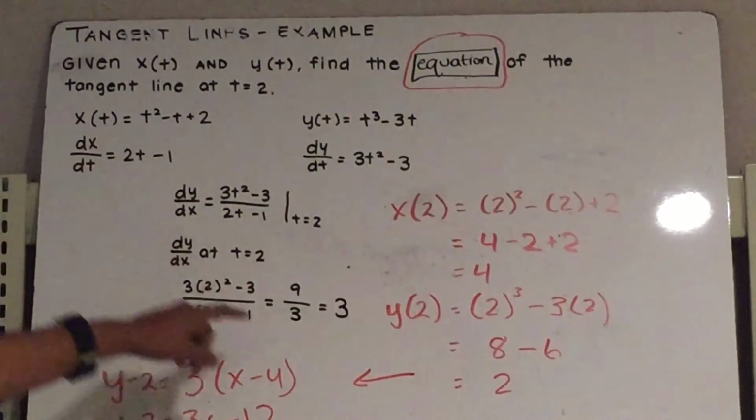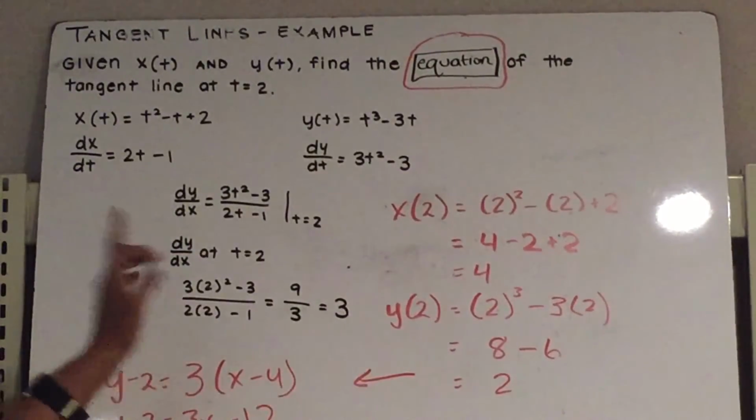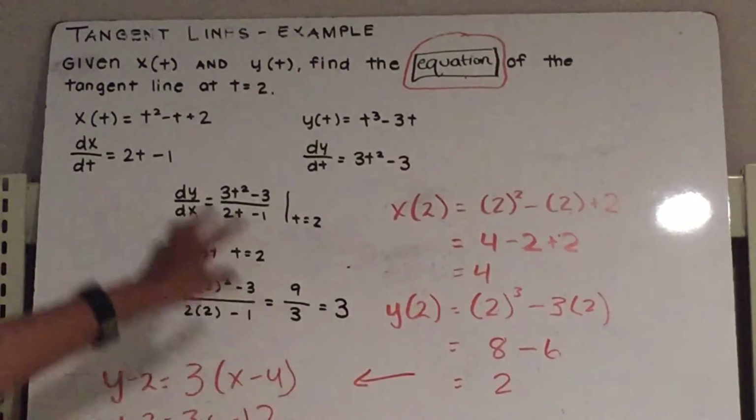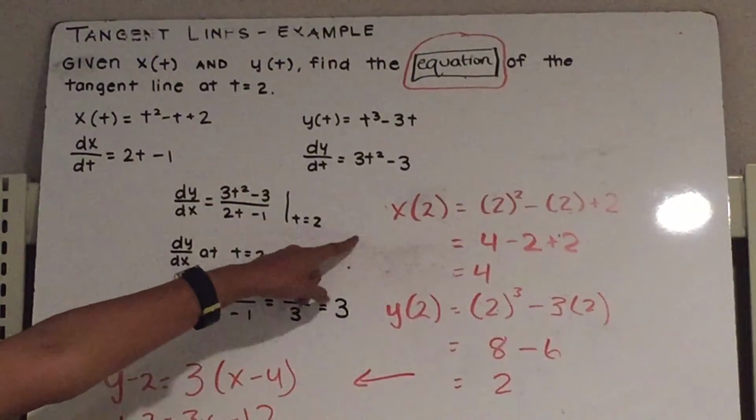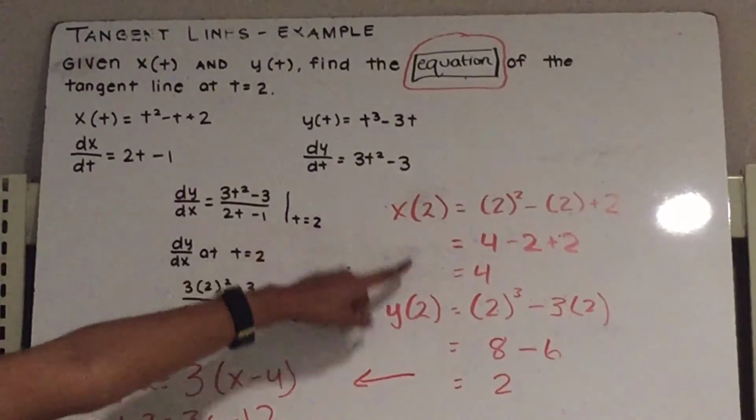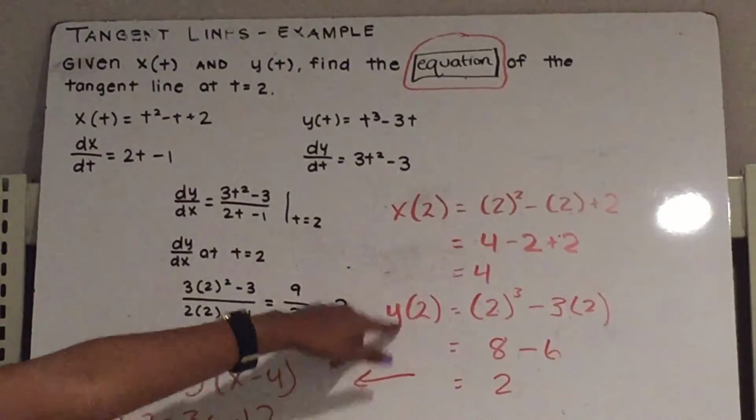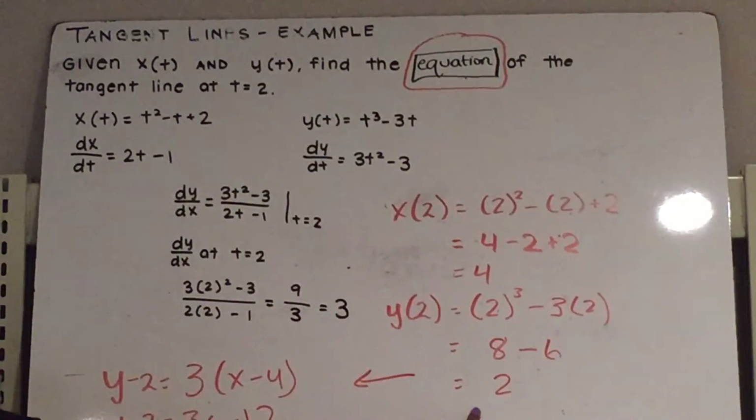So now we've found our slope, we're going to write out the equation for the tangent line at t equals 2. Since I've given you the position equations, what you can do is plug in 2, because you want to find it at t equals 2. So you plug in 2 for your x of t equation and your y of t equation. When you do all the math, you get x equals 4 and y equals 2.